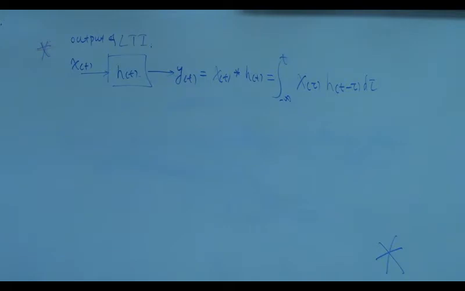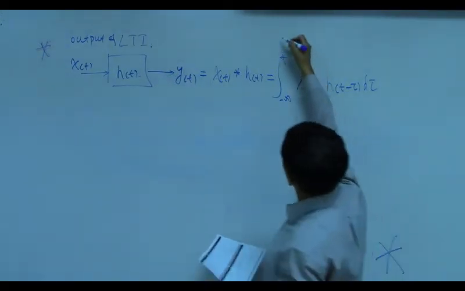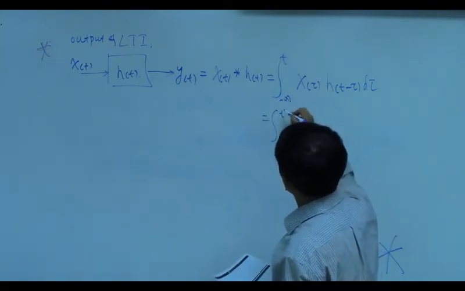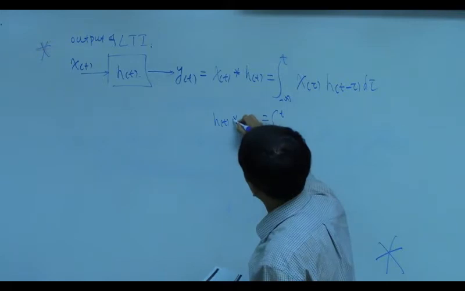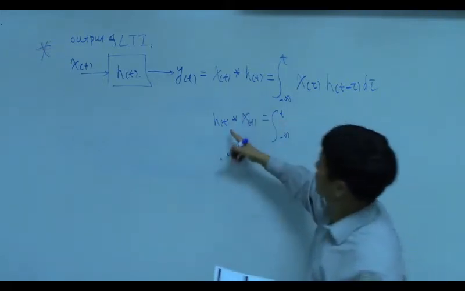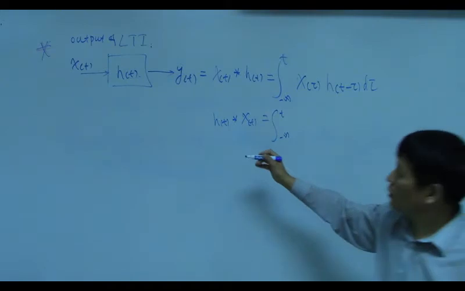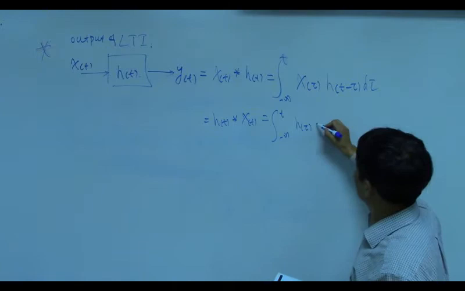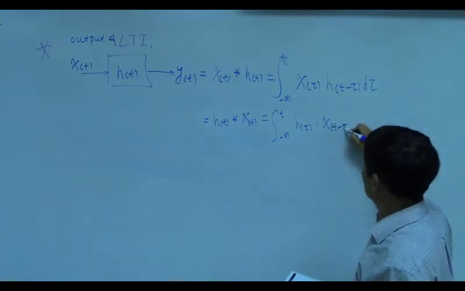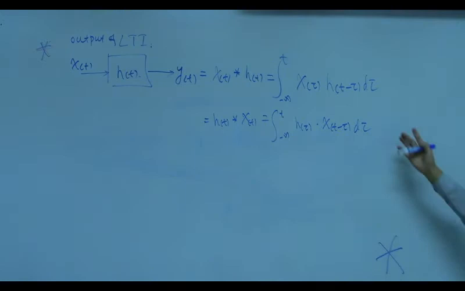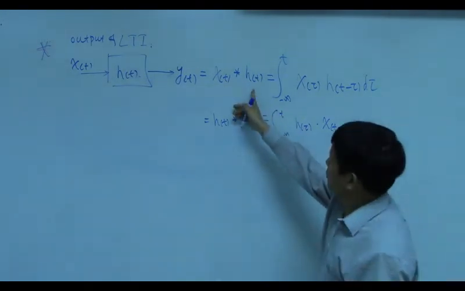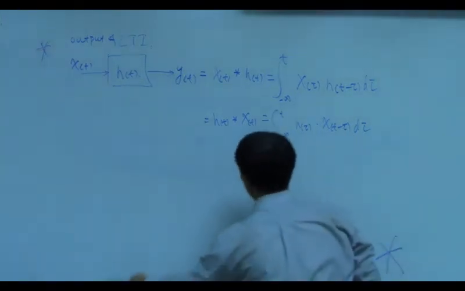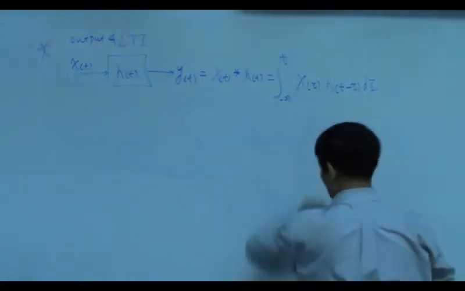Later we can prove that this one also equals h(t) convolved with x(t). So these two can switch position. Right? This is also equal to this. That means this one will be equal to the integral of h(tau) times x(t minus tau), then d tau. Right? Either way, x convolved with h equals h convolved with x. I will erase this first, then we just use this one.